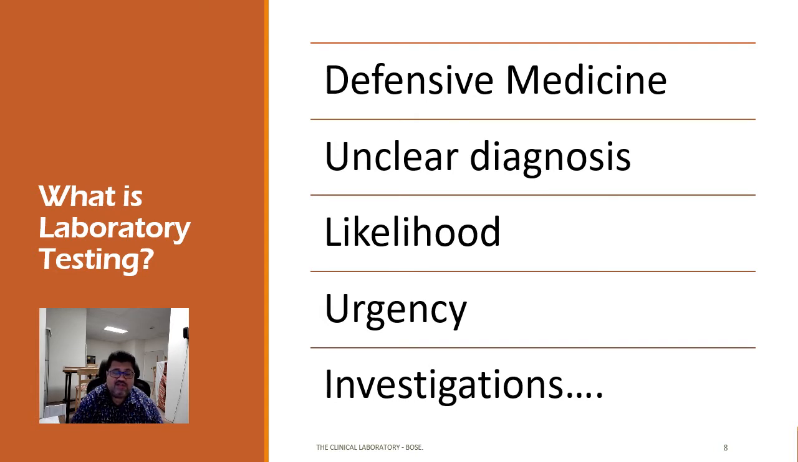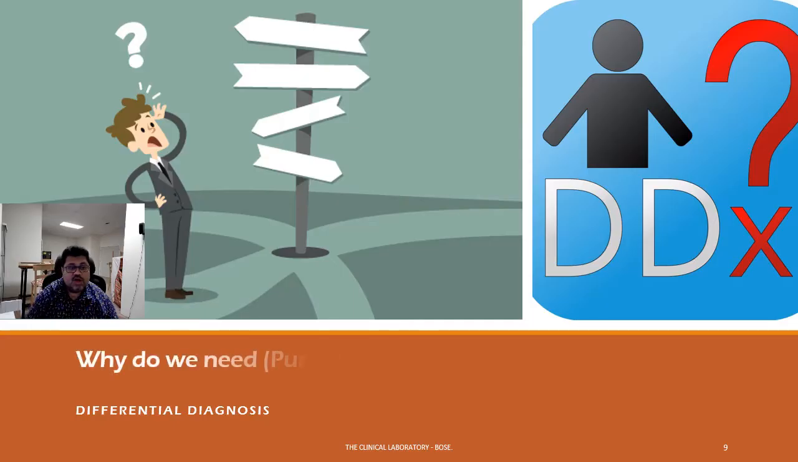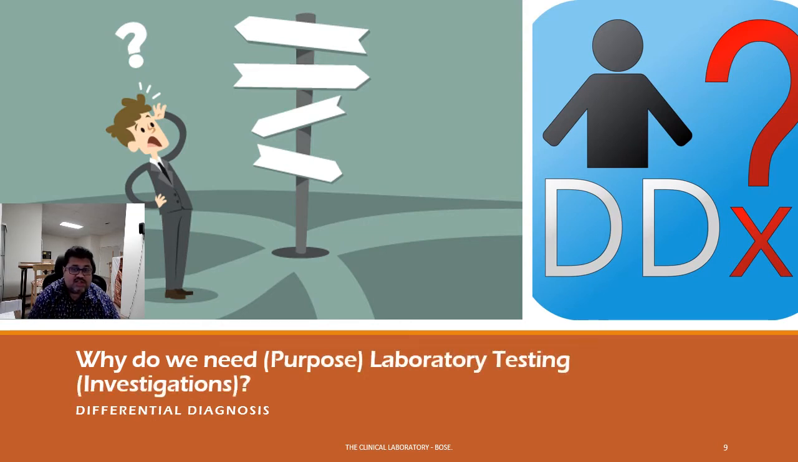Therefore, we seek different types of investigations to confirm our clinical suspicions, and that forms the basis of investigations that can be done. These investigations run a gamut of different types. So, investigations are therefore processes that are linked to differential diagnosis, or simply the word differential.